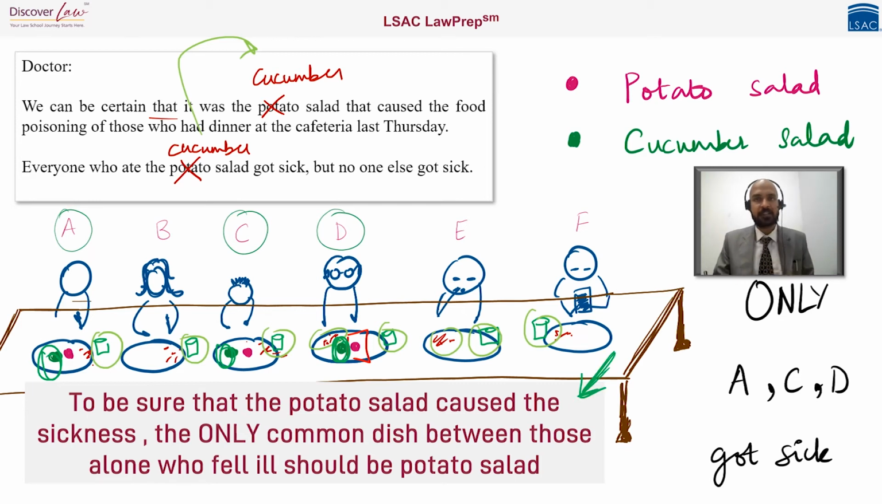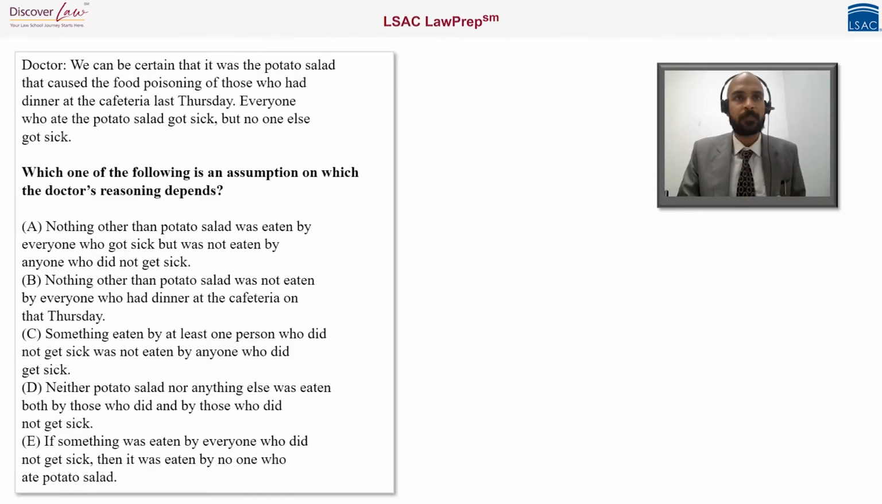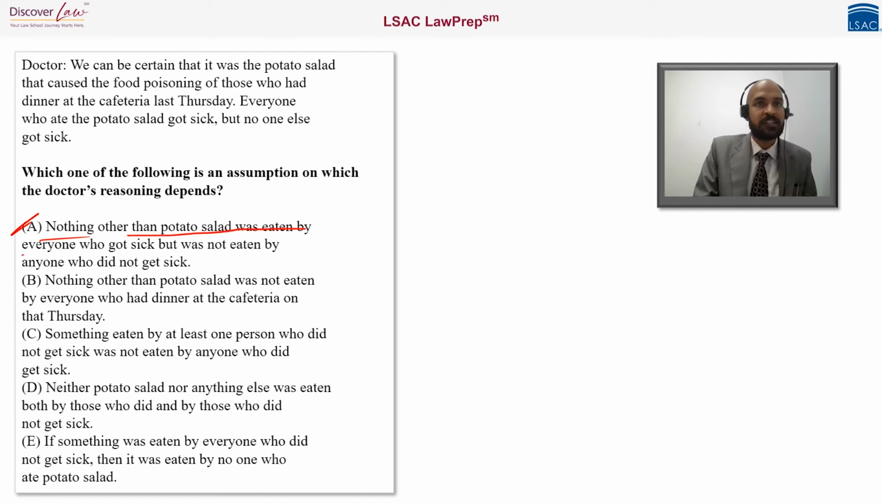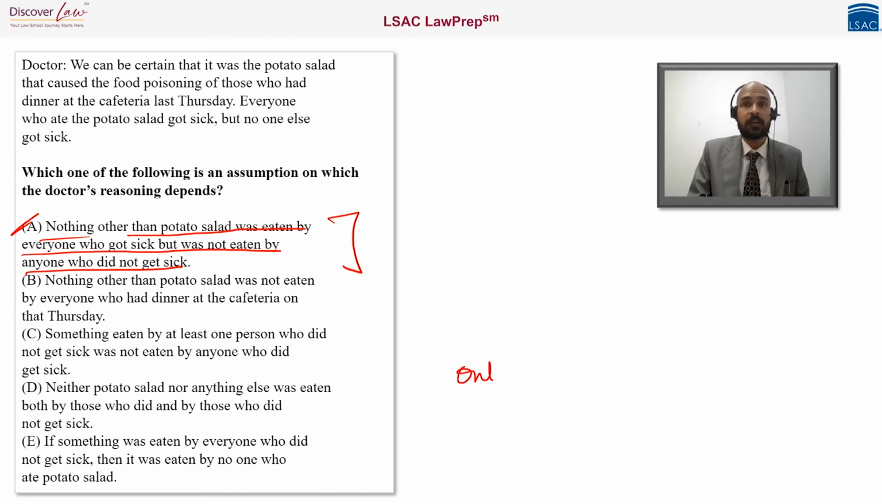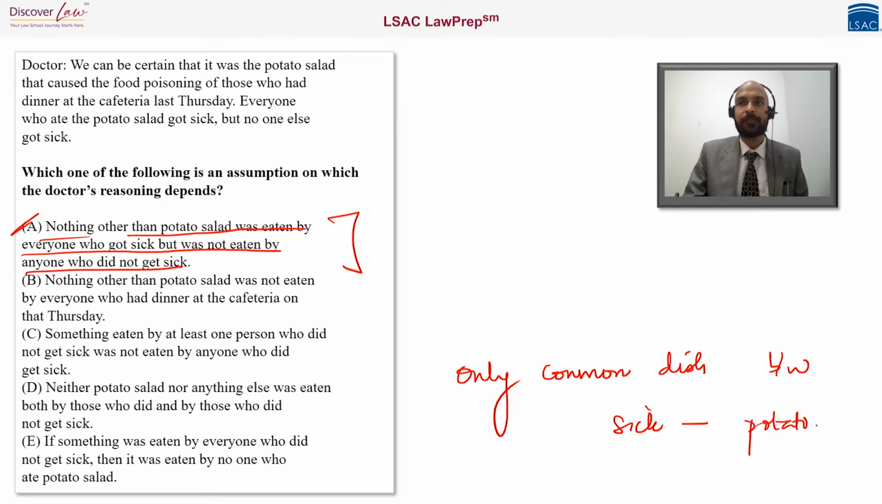Let's go ahead and see if we find this in the options. There you go. When you look at the options, you can find that option A tells you that nothing other than the potato salad was eaten by everyone who got sick but was not eaten by anyone who did not get sick, which means that the only common dish between those who fell sick was the potato salad. Okay, this is your answer.